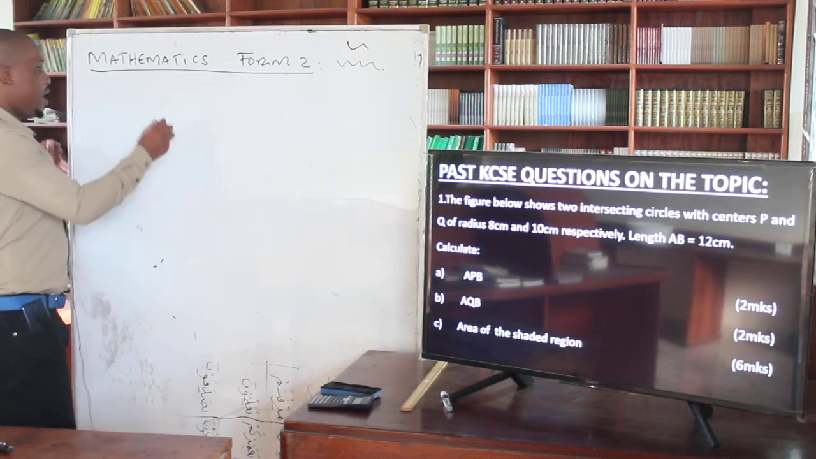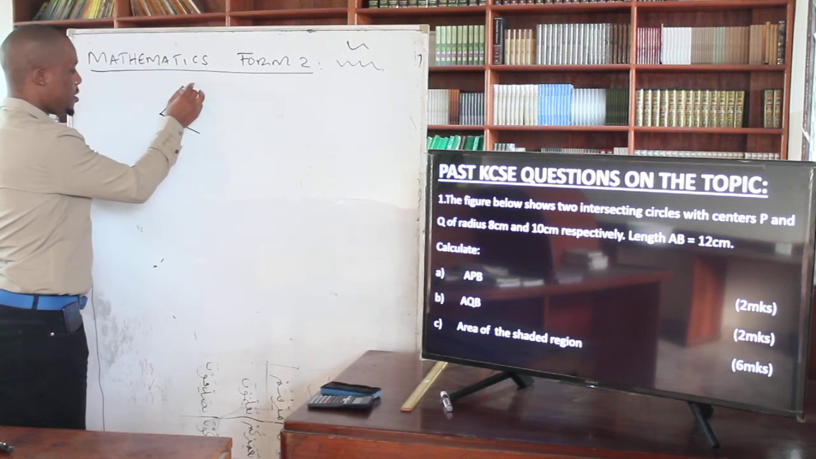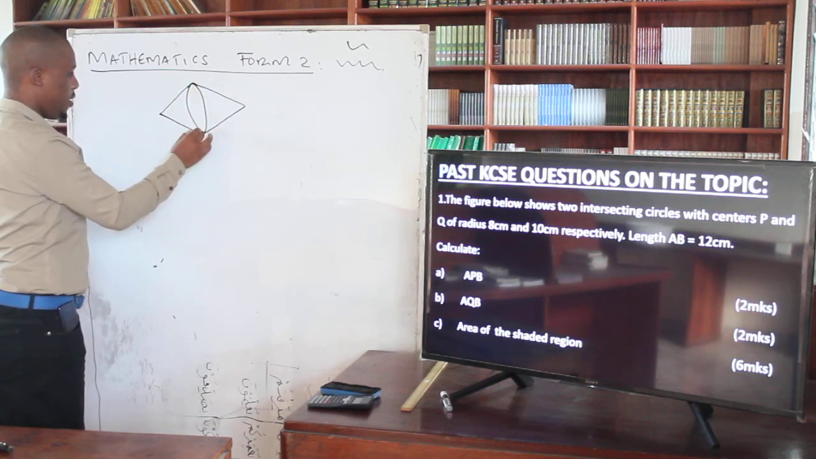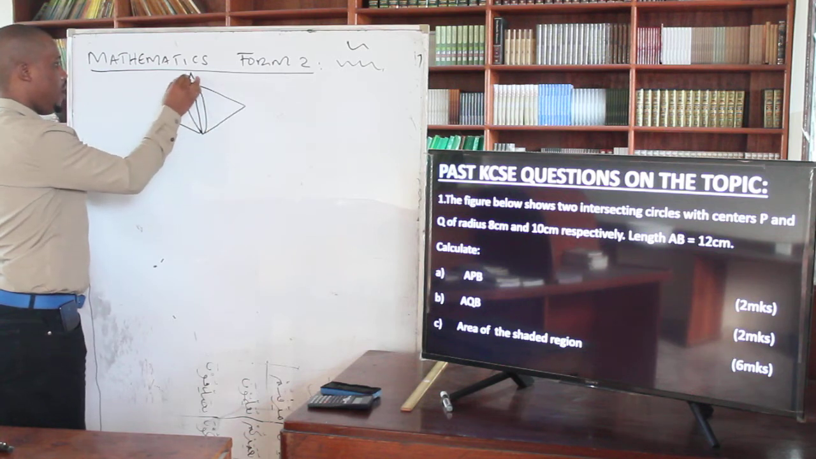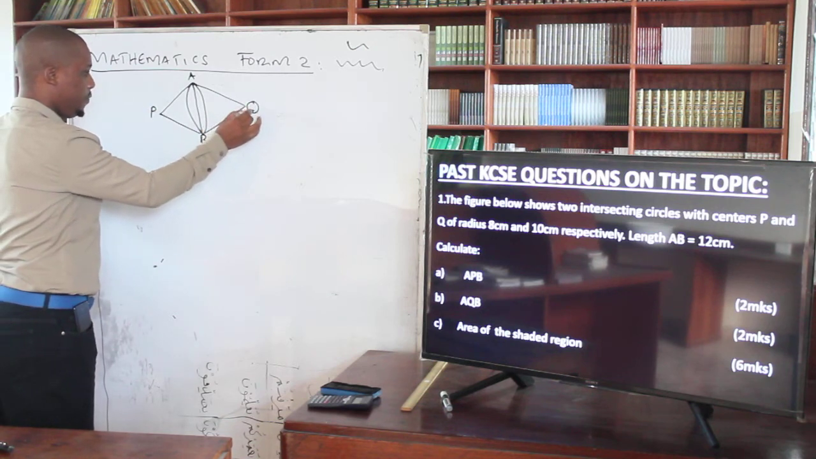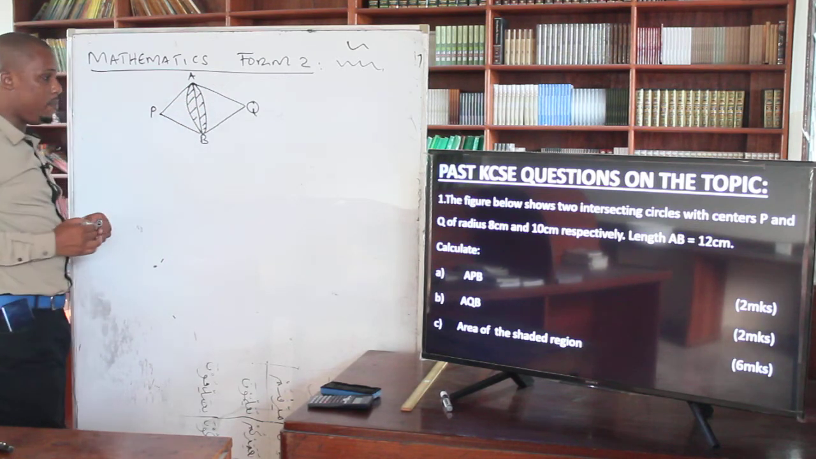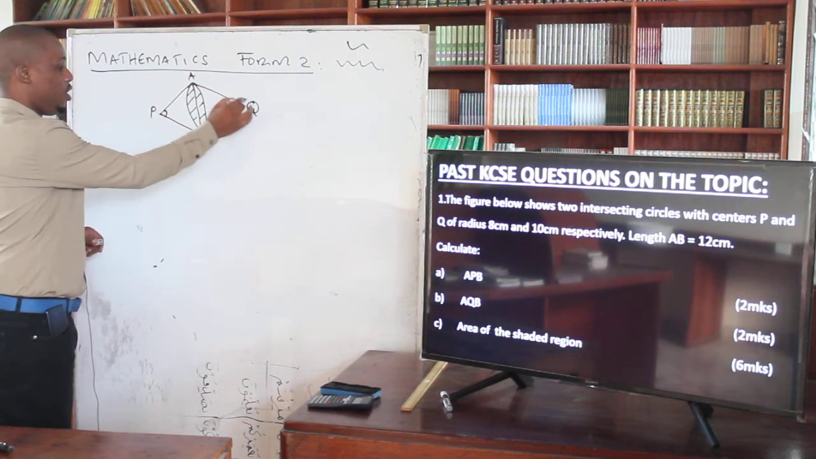If I draw my circles here, this is the region you're talking about. You have this common region here, which is the one that is going to be shaded. Then you have our A and our B, and our P here and our Q. This is the shaded region we are going to focus on. We have the angle APB, and then we have our AQB.